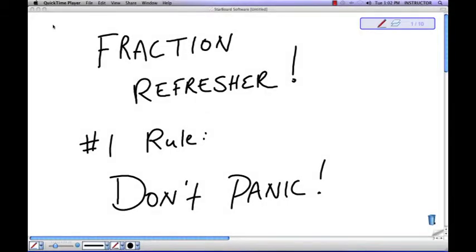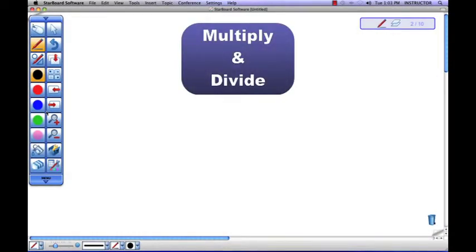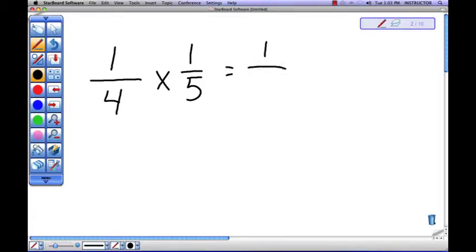This afternoon, we're going to do a fraction refresher, and my number one rule is don't panic. We're going to start with the easiest thing on fractions, which is to multiply and divide. Here's our first example. We are going to multiply 1/4 by 1/5. With multiplication, you just multiply straight across. 1 times 1 is 1, 4 times 5 is 20.